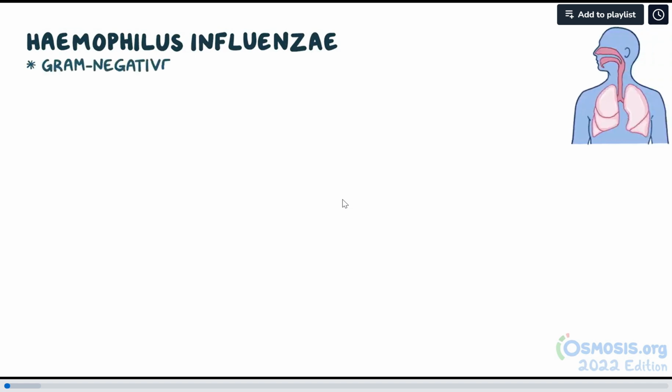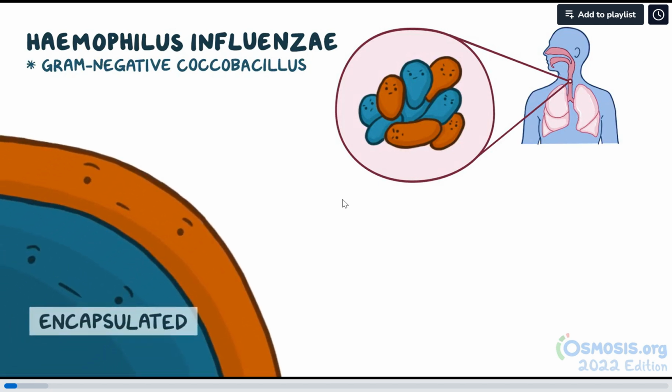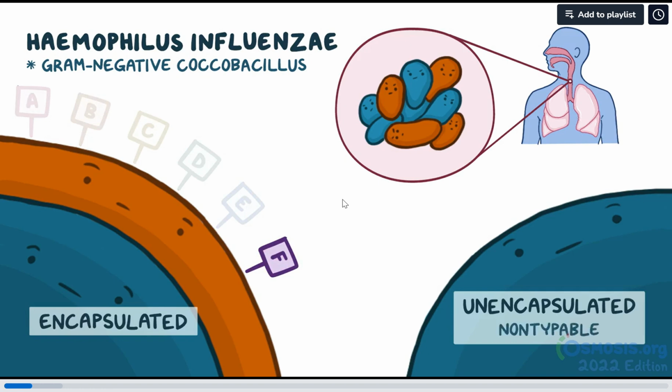Small gram-negative coccobacillus, which can normally colonize the human respiratory tract. There are two major categories of H. influenzae: encapsulated strains and unencapsulated strains. Encapsulated strains are classified into 6 serotypes based on their capsular antigens: A, B, C, D, E, and wait for it, F. And unencapsulated strains are called non-typable because they lack the polysaccharide capsule and, consequently, capsular antigens.